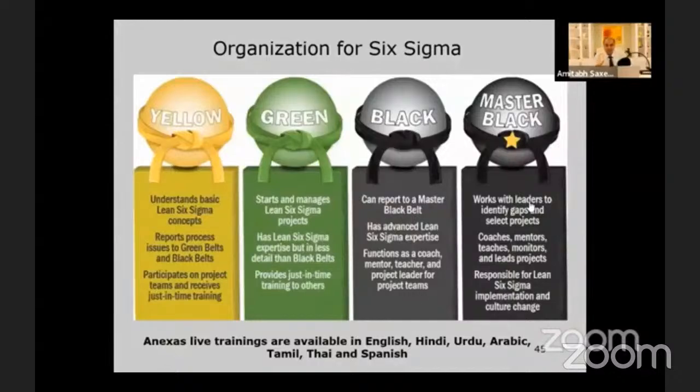Yellow belts are the ones who are exposed to the basic understanding of what is Lean and Six Sigma. But they can't do an improvement project. But they know certain tools and techniques. They know the DMAIC approach. But the green belts are the ones who know the tools and techniques and who can improve the processes. Means they can enhance the process. They can improve the customer satisfaction by taking action on one of the CTQs.